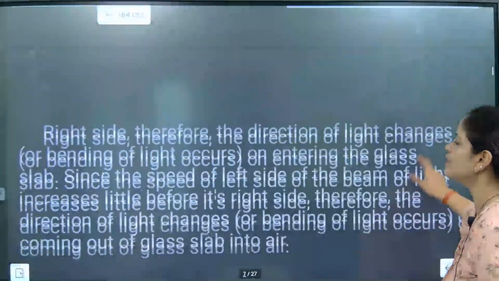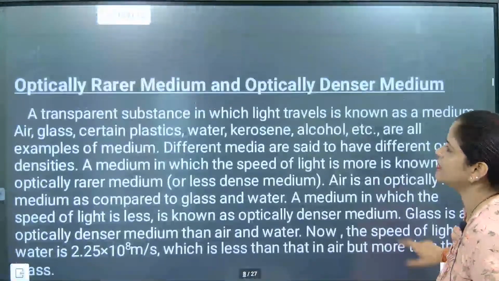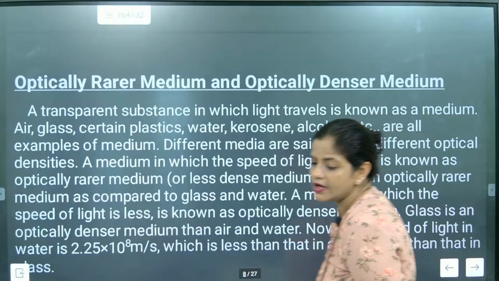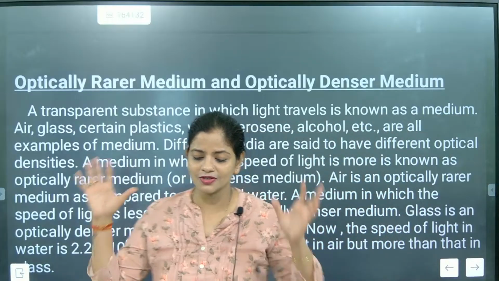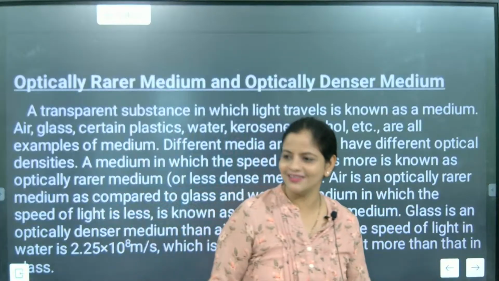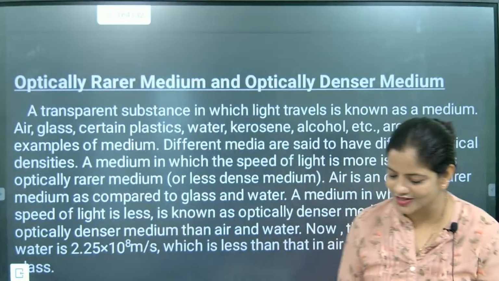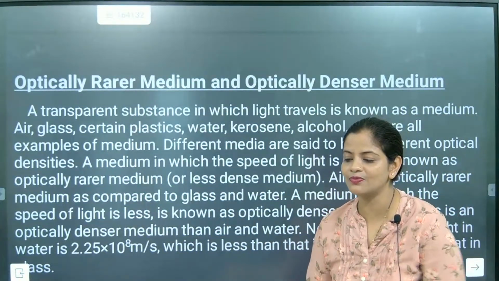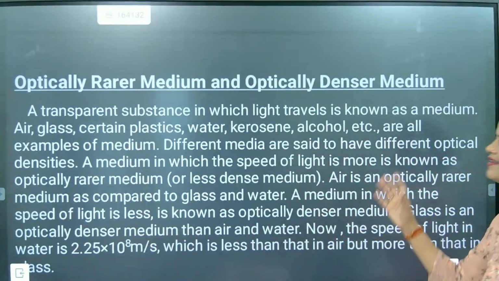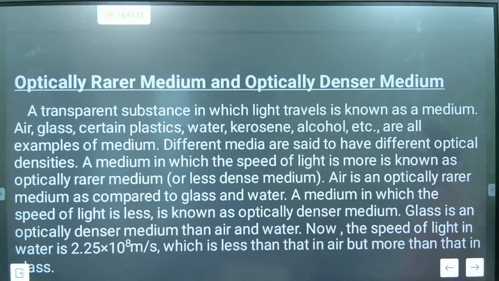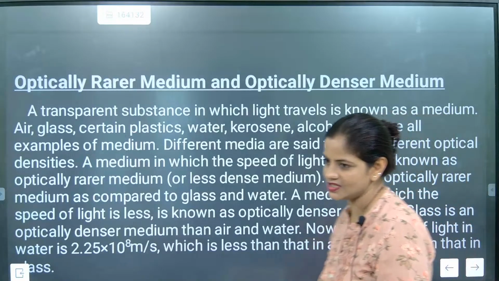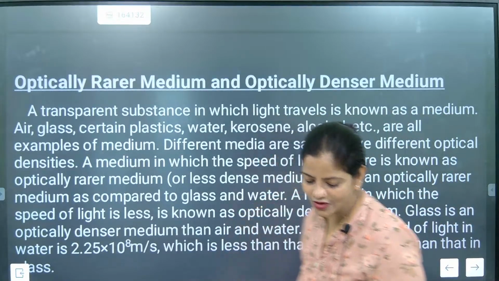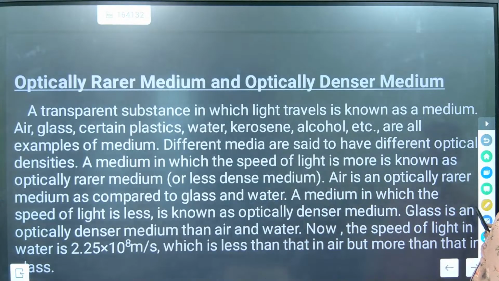So now I am going to go to the next section, beta: optically rarer medium and optically denser. Children, we have discussed so much about rarer and denser medium, optical density and everything, to that level. Now you can just read it and you will understand. First, what do we need? A transparent substance, which we already have.